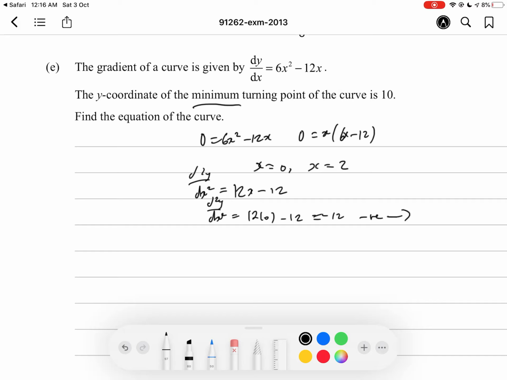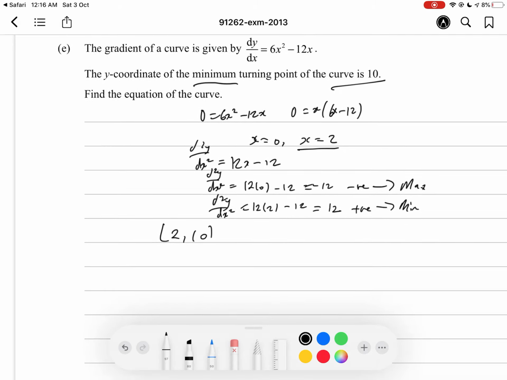This is a negative result, which means that this is a maximum turning point. If we check the other point, substituting x equals 2, we get 12 times 2 minus 12, which gives us positive 12. This is positive, hence this is the minimum. So the minimum occurs at x equals 2, and the y value is 10. So we know that the graph passes through the point 2, 10.